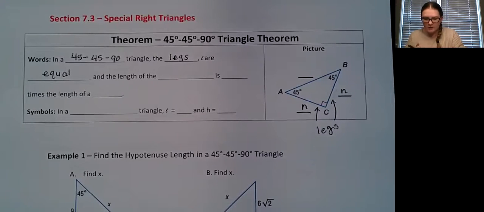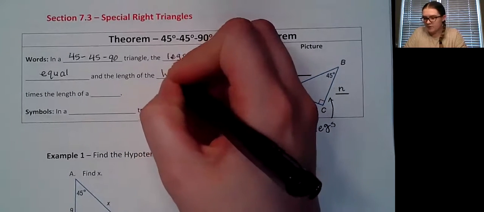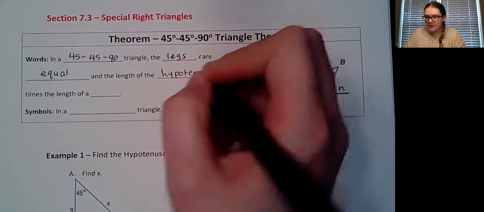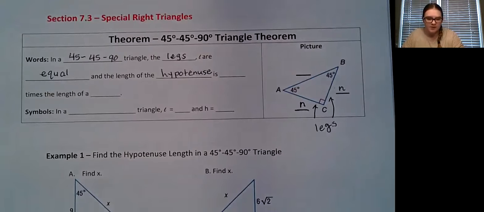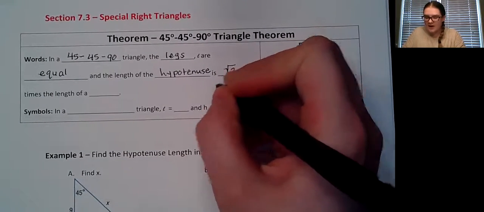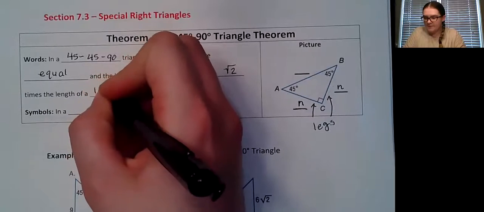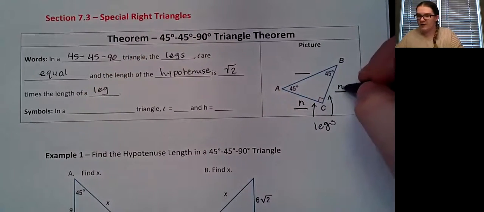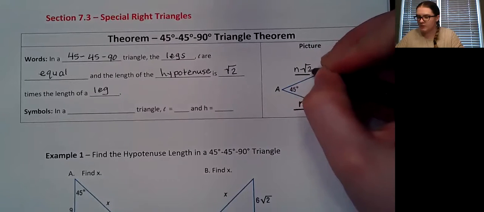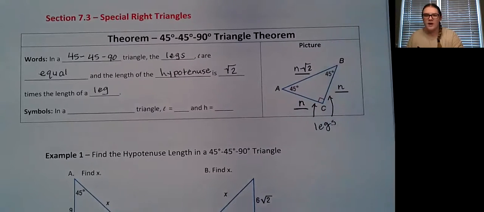So the legs are of equal length, and the hypotenuse, which is our longest side, there's a relationship between the legs and the hypotenuse, and that is that the hypotenuse is square root of 2 times the length of a leg. So over here, if our length of a leg is n, that means our hypotenuse length is n square root of 2. So that kind of gives us a quick way to determine a missing side length if we have a 45, 45, 90 triangle.